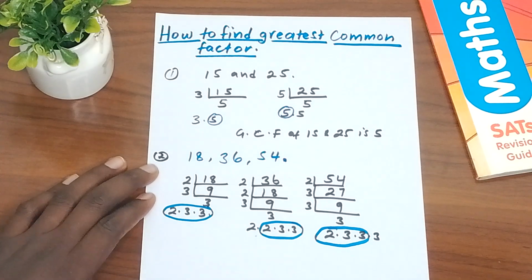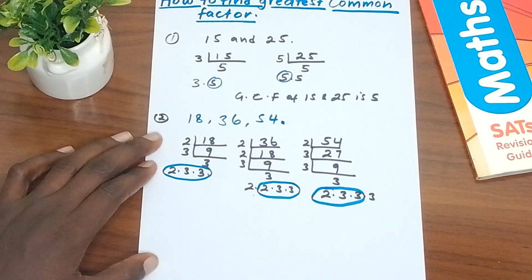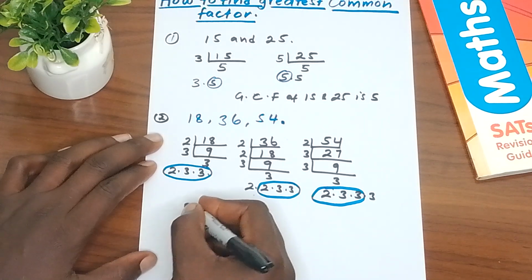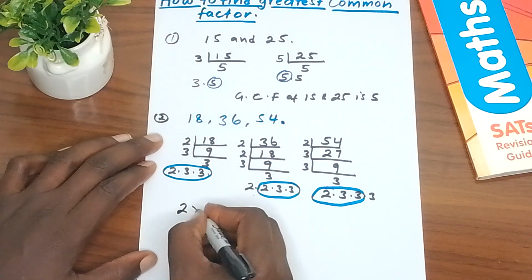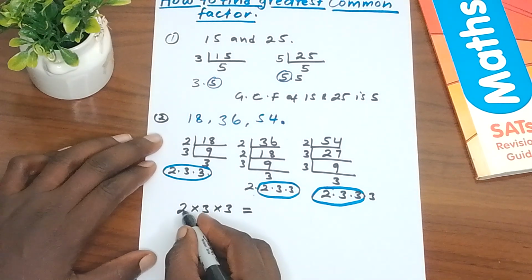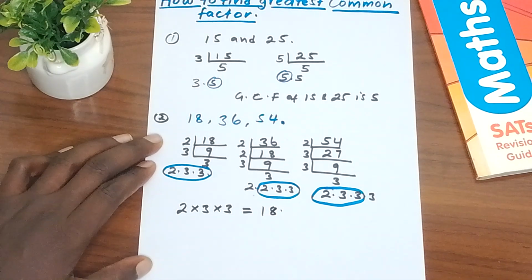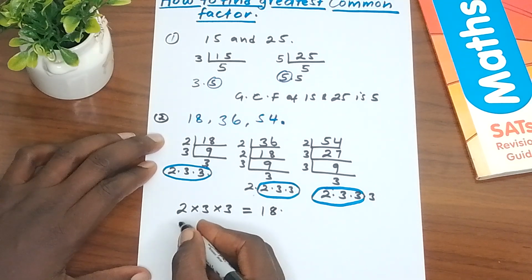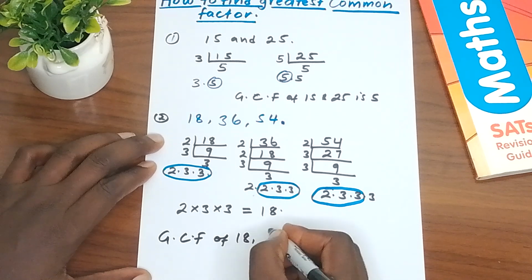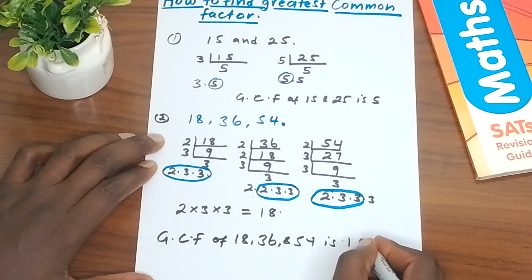So as you look, I have circled the common factors in all of those numbers that we have been given. Now these are the factors that we multiply together to get the greatest common factor. 2 times 3 times 3. That is going to be our greatest common factor. So 2 times 3 is 6, and 6 times 3, that is 18. So we can conclude and say that the GCF of 18, 36, and 54 is 18.